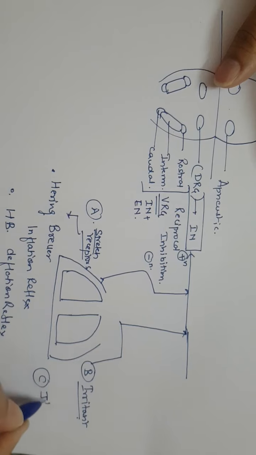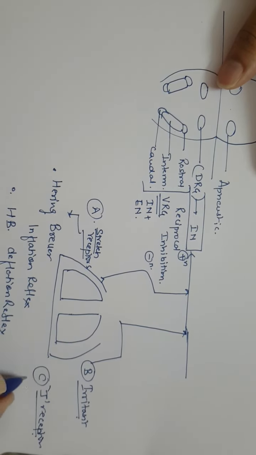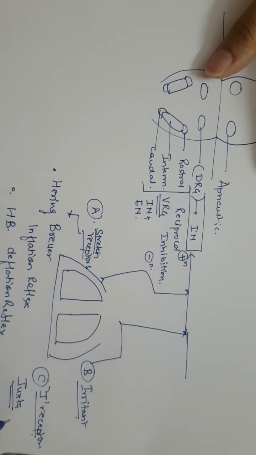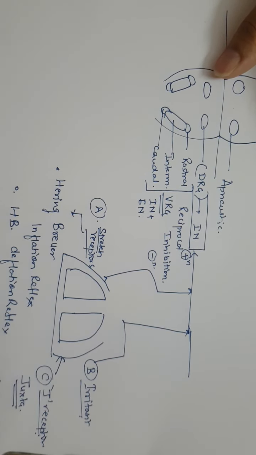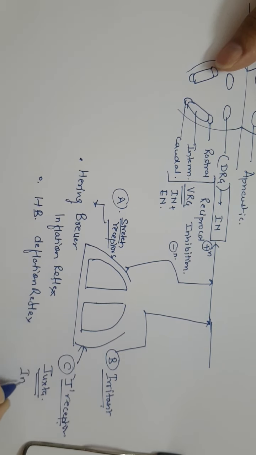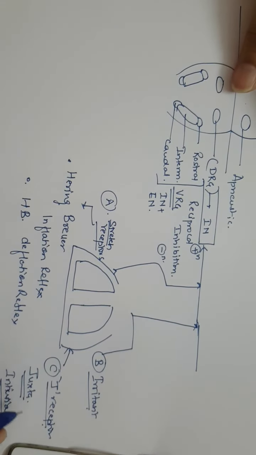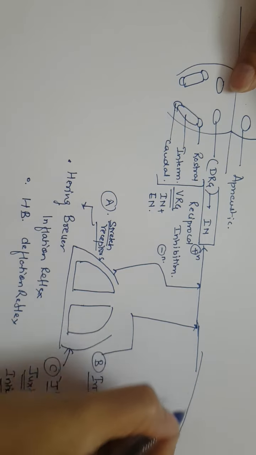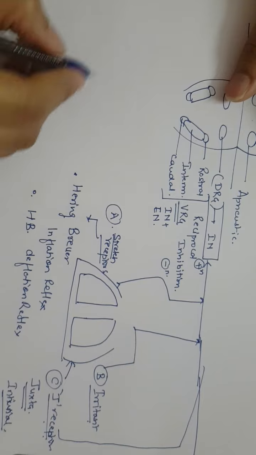The next is via J receptors. Now these J receptors are present near the capillary, that is why they are called J receptors, juxtacapillary receptors. They will sense the change in the pulmonary interstitial fluid. So if there is any kind of edema, pulmonary edema, these J receptors are activated and they will give afferent to DRG. So C is by J receptors.